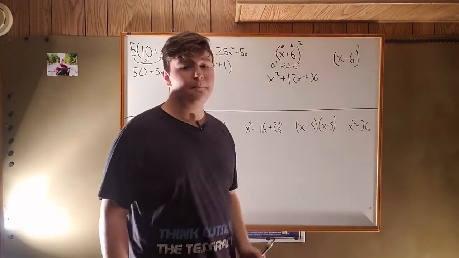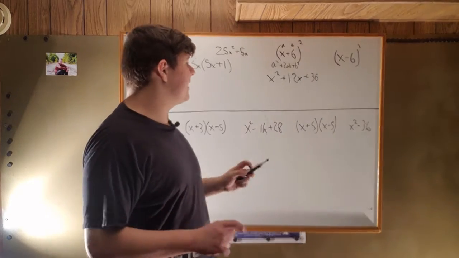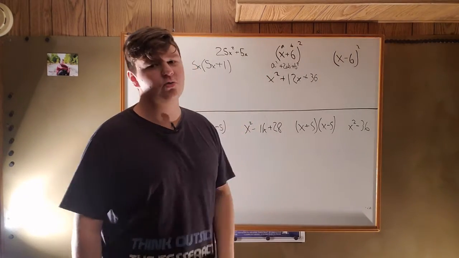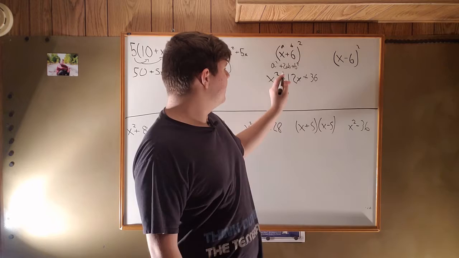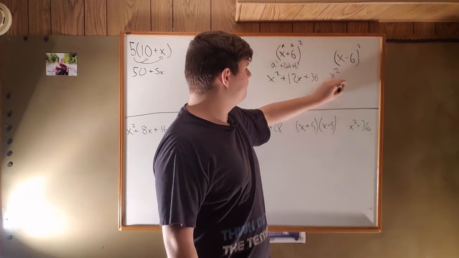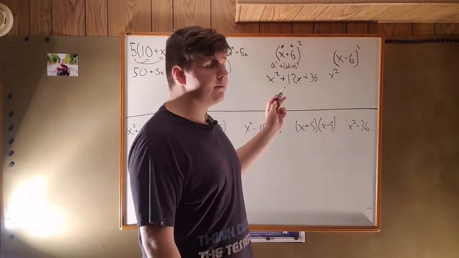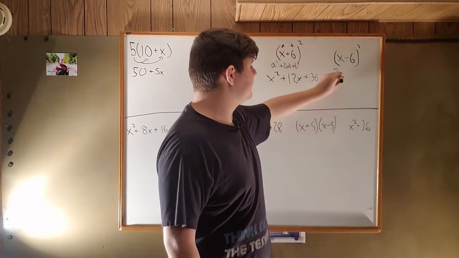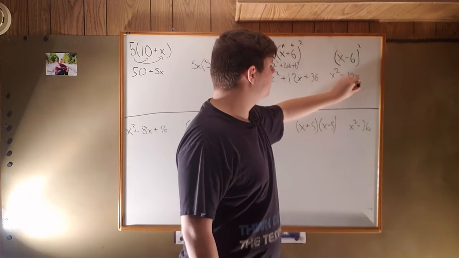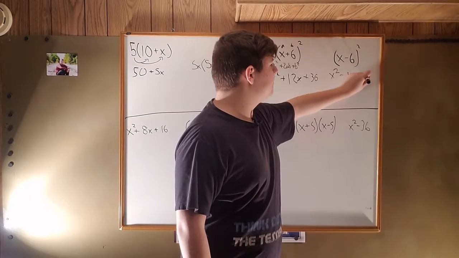Now, for when you have a minus symbol, it's the exact same, except for this becomes minus 2ab. So in this case, a squared is x squared. 2ab is the same as before, 12x, but we have to subtract that. And then 36 is the same.